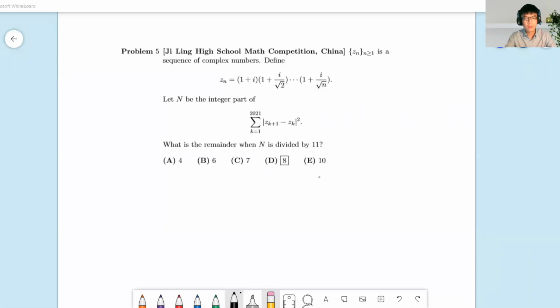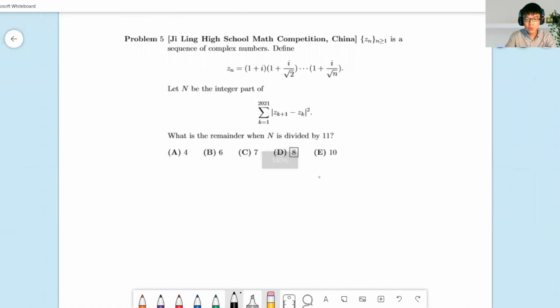Question 5. Z_n is a sequence of complex numbers, and then we define Z_n as follows. Let m be the integer part of the following summation. What is the remainder when m is divided by 11? So here, each term is |z_(k+1) minus z_k| squared. So let's try to simplify this expression.